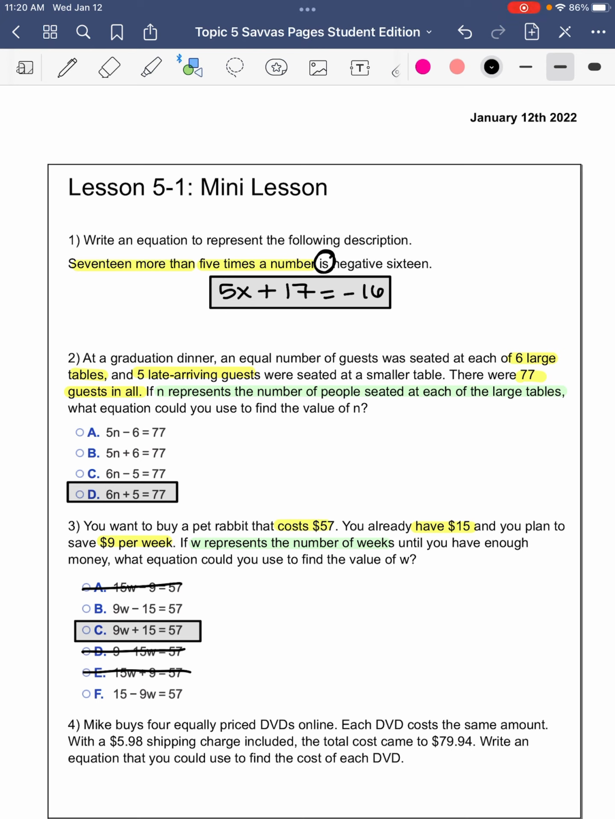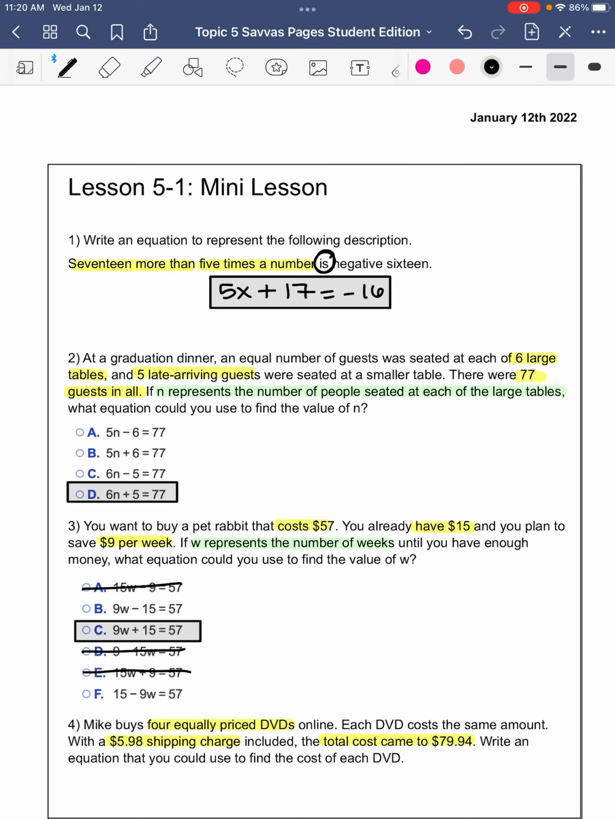Okay, last one. Mike buys 4 equally priced DVDs online. Each DVD costs the same amount with a $5.98 shipping charge included. The total cost came to $79.94. Write an equation you could use to find the cost of each DVD. Okay, so important information. We know that you're buying 4 DVDs that all cost the same amount. Okay, you also have to pay $5.98 for shipping, and the total cost is $79.94.